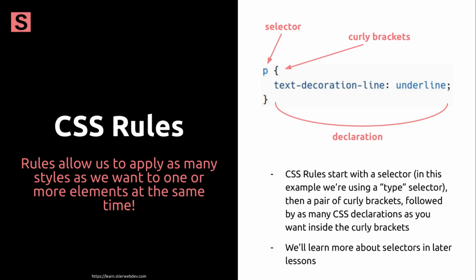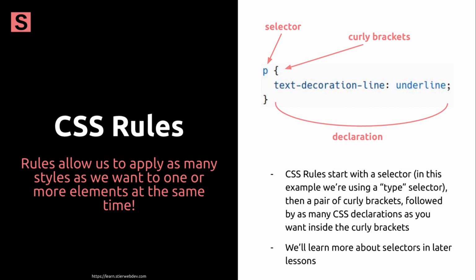CSS rules allow us to apply as many styles as we want to one or more elements at the same time. This is how we'll be doing all our styling from now on. Rules start with a selector. We'll talk a ton about selectors in the next few lessons. The one that you see in this example here is called the type selector. It's the most basic form of selector, and it consists of only an HTML element name. Then the selector is followed by left and right curly brackets. All of our CSS declarations go inside these curly brackets. In this case, we only have one declaration, the text-decoration-line property and value that we were using earlier.